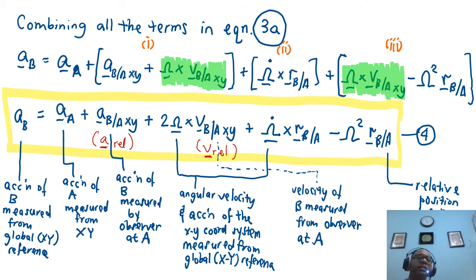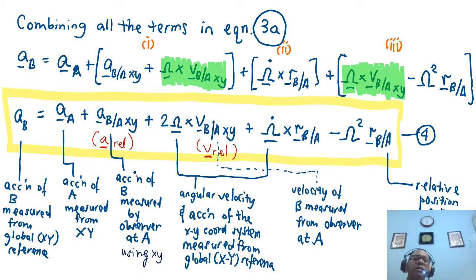So this is the acceleration of B measured from the global XY reference. This is the absolute acceleration of B equals the absolute acceleration of A plus the relative acceleration, i.e. the acceleration of B measured from A using the rotating coordinate XY. It's a long-winded term to say, so we just use A relative: the acceleration of B measured by an observer at A using the rotating axis XY.